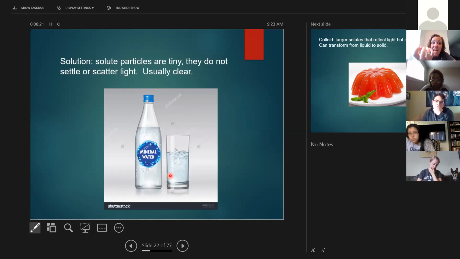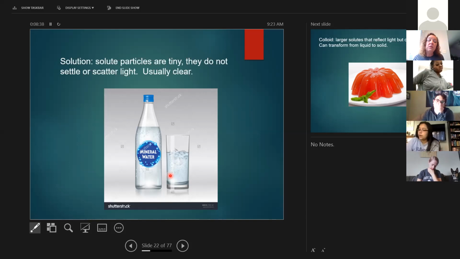It all sinks to the bottom. Yeah. That would not be by definition a solution, because a solution does not settle out. The particles, so when I'm mentioning the particles, the particles would be the individual salt particles. They're going to settle out.